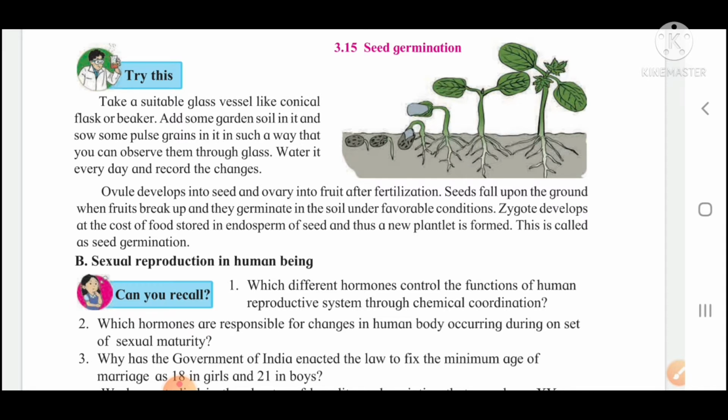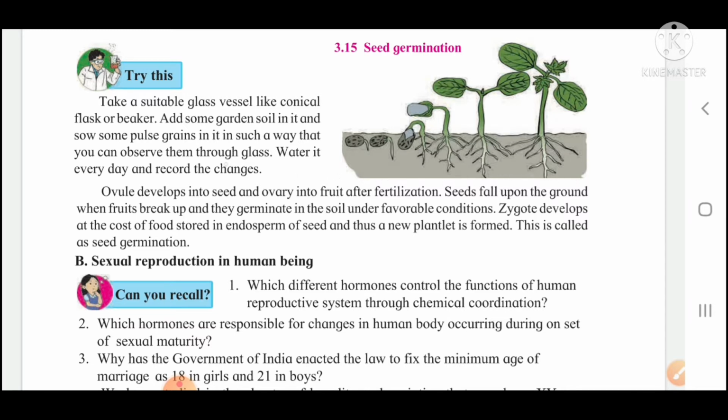from the glass itself. Ovule develops into the seed and ovary into the fruit after fertilization. So the ovule develops into the seed, and the ovary into the fruit. You can see there are lots of fruits. When you cut that fruit, there are lots of seeds. So in this way the ovule develops into seed and the ovary develops into fruit.